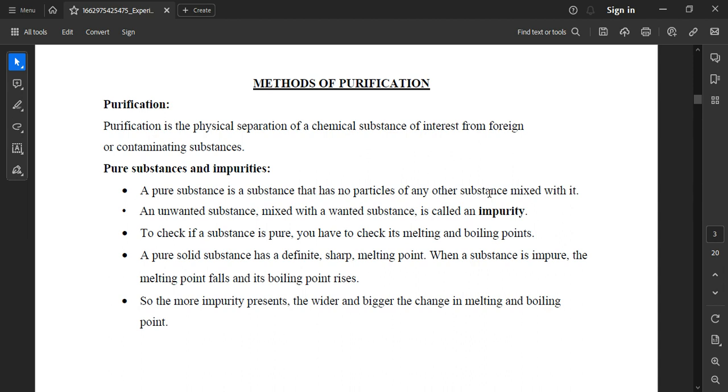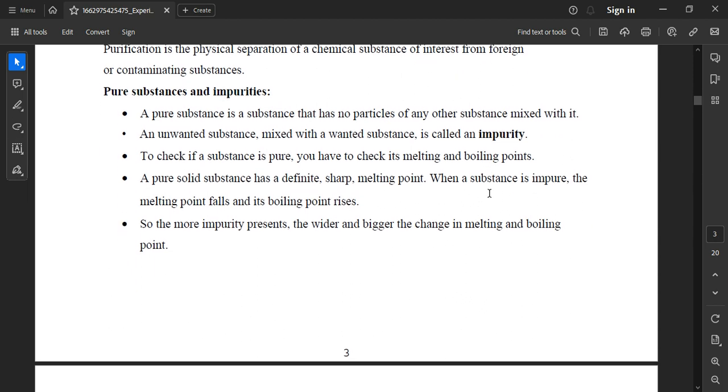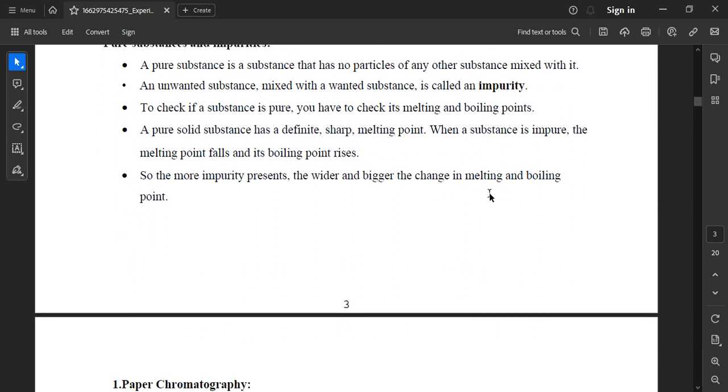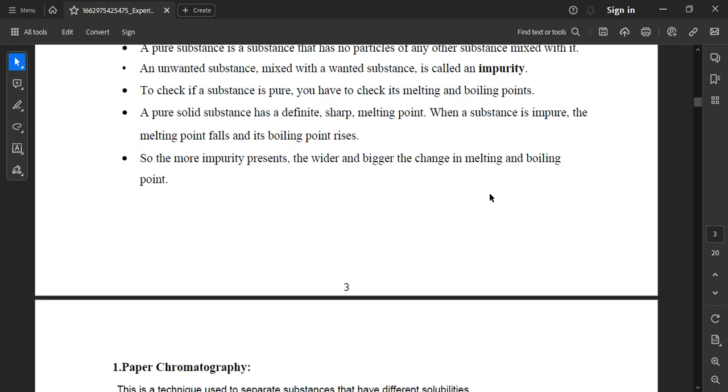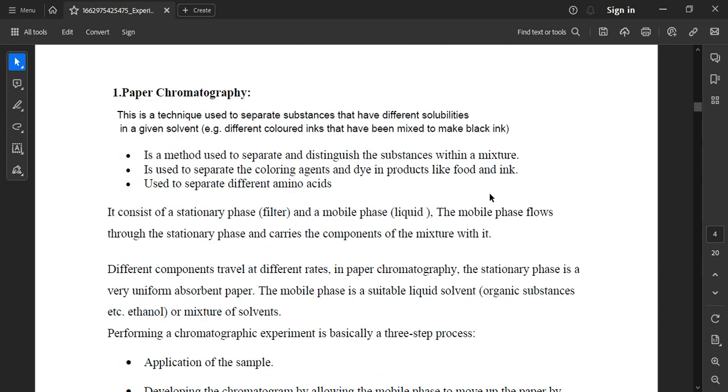To check if a substance is pure, you have to check its boiling point and melting point, then compare to data tables. A pure solid substance has a definite sharp melting point. When a substance is impure, the melting point falls and its boiling point rises. So the more impurity present, the wider the change in melting and boiling point.